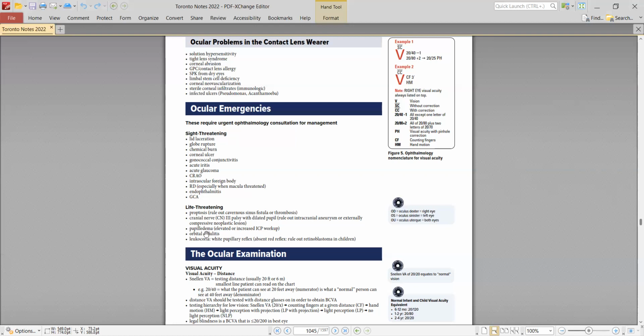So the patient can die with the respiratory arrest. So ruling out papilledema is very, very important. Orbital cellulitis, infection of the eye, is severe. We have to treat immediately. Leukocoria, white pupillary reflex. If you see a child with a white reflex, then you have to rule out retinoblastoma.